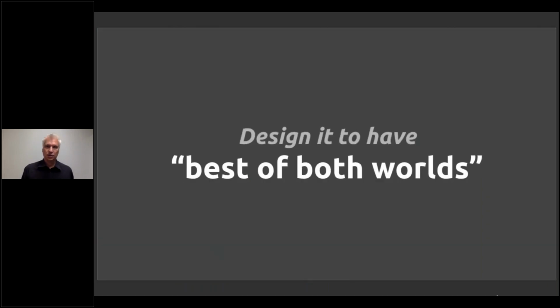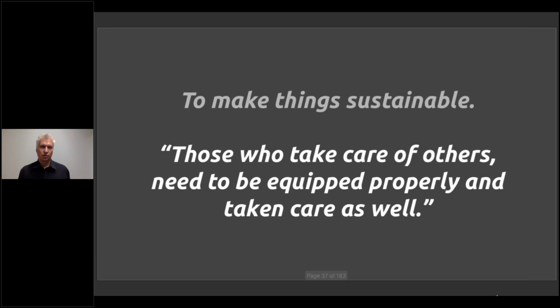So it really is about designing it to have best of both worlds. So to make things sustainable, those who take care of others need to be equipped properly and taken care of as well.